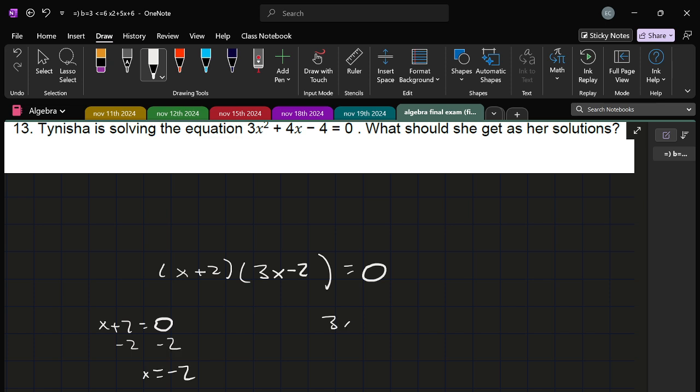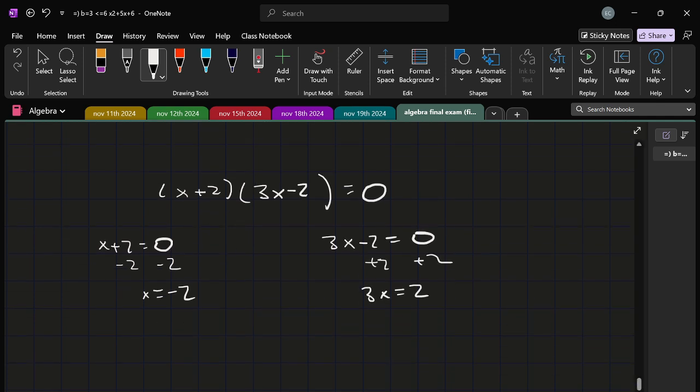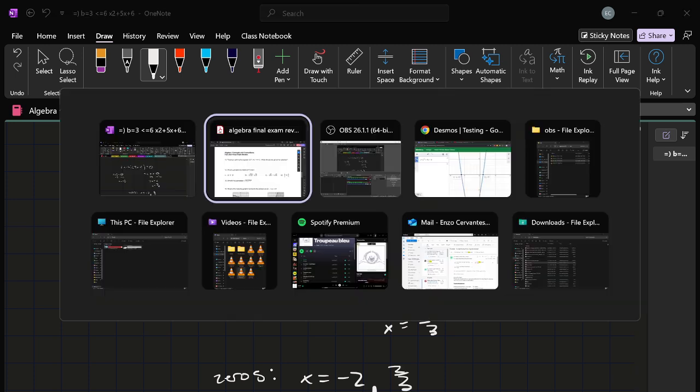And 3x minus 2 is equal to 0. Move the 2 over. We get 3x is equal to 2. Divide each side by 3 to isolate the x. So then we get x is equal to 2 over 3. So our zeros are x is equal to negative 2 and 2 over 3. Okay.